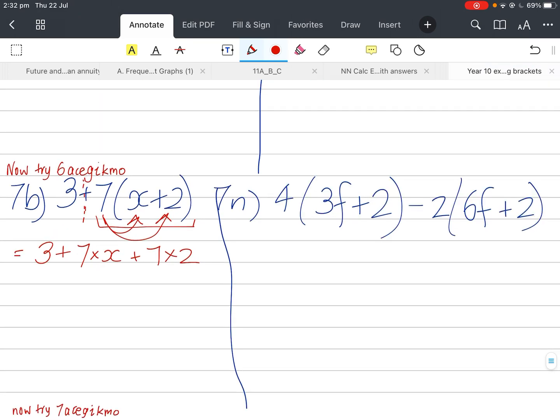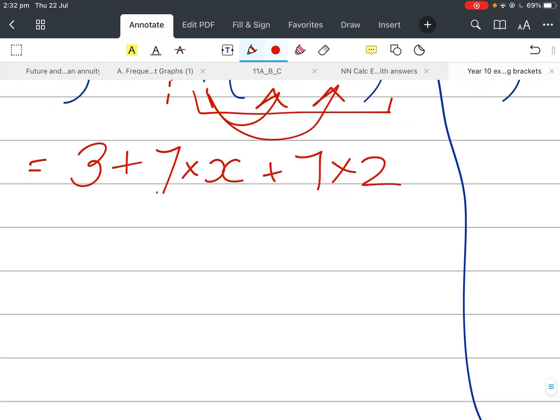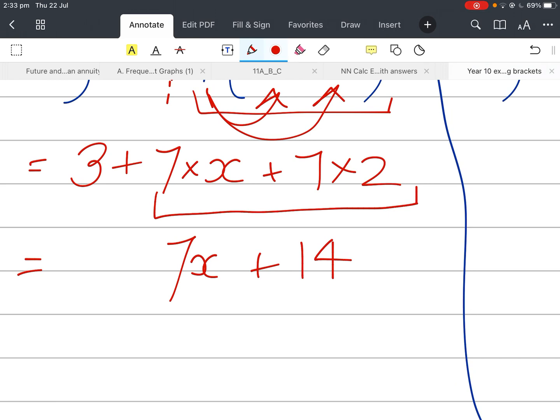So I'm going to expand this bit. Sorry, I'm going to multiply them out. I've just expanded them. And 7 times x is 7x. And 7 times 2 is 14. Now I haven't done anything with this yet, so I'm going to tack it back on the front. So now I have 3 plus 7x plus 14.